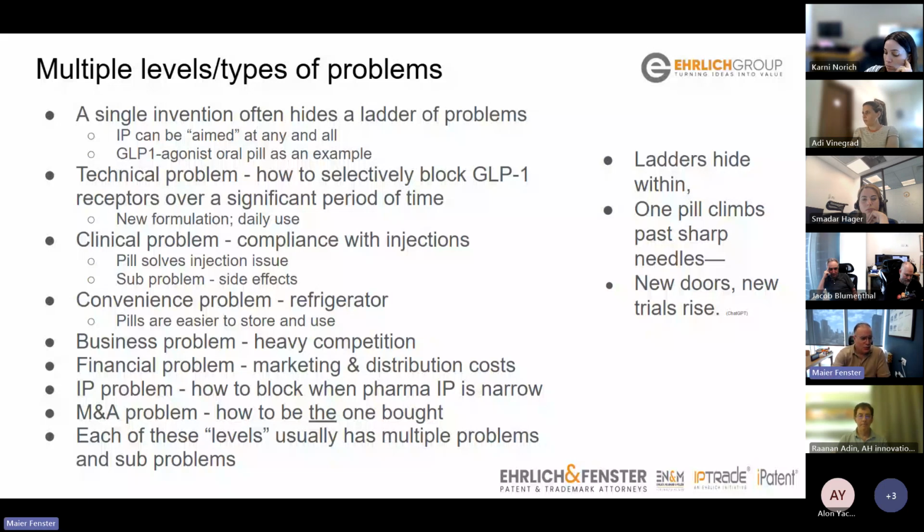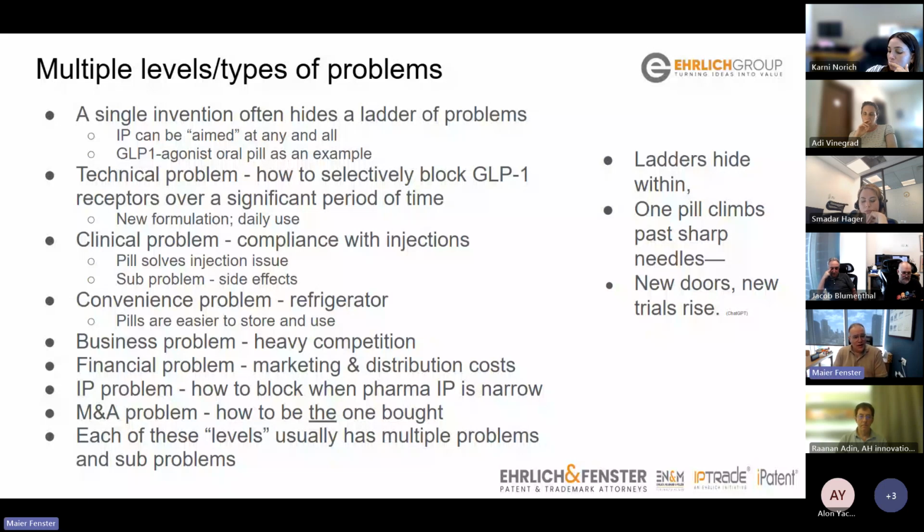GLP-1 agonist oral pills. You know, today you have Ozempic, and you can inject it once a week. And earlier drugs you injected once a day. A company comes in and they have a pill. You just swallow the pill once a day instead of injecting yourself. What problem are they solving? Traditionally, they would say the problem we're solving is how to selectively block GLP-1. And we have a solution, a pill that does it. And we have a new formulation, you know, that's inventive.